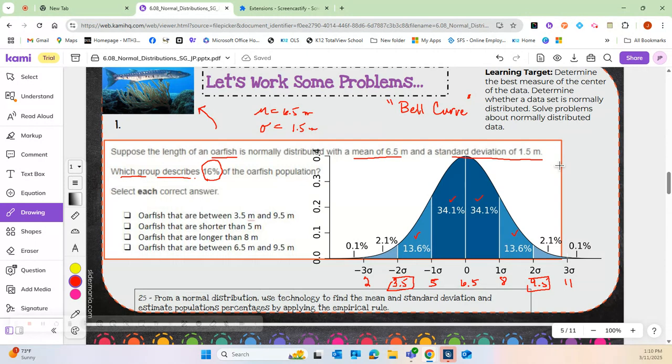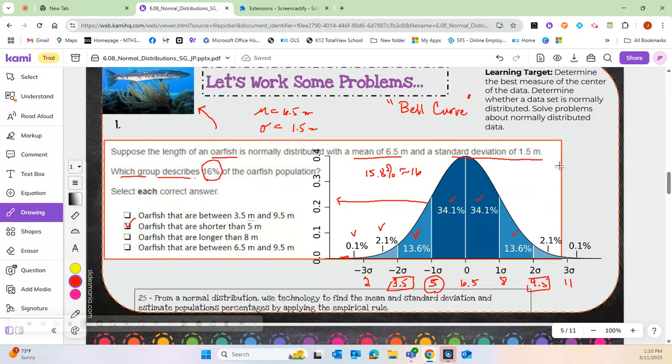The second one says oarfish that are shorter than 5 meters. So here's 5 meters. Shorter would mean anything to the left. So that means I'm going to add 13.6, 2.1, and 0.5. If I add those up, I get 15.8%, which would round up to be 16. Because remember, there's a little bit of the tail on this side that they don't count in these -3 to +3 standard deviations. So we're going to check this one.